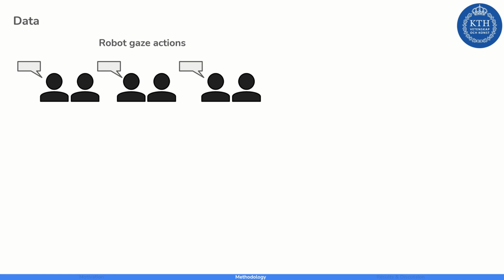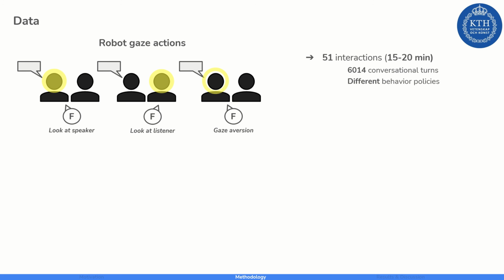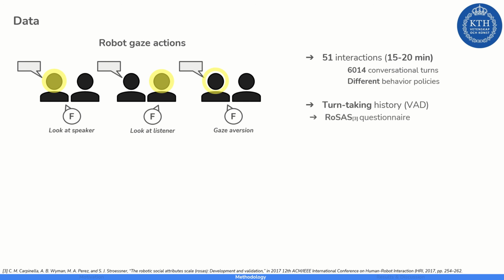So, for these two studies, the robot was able to perform three types of gaze actions. It could either look at the speaker, look at the listener, or perform gaze aversion, that is, looking away from the face of the participant. We had a total of 51 interactions composed of 4 different behavioral policies, which are combinations of these gaze actions. We had conversational history through voice activation detection, and also how the humans perceive the robot through their answers to the questionnaires.